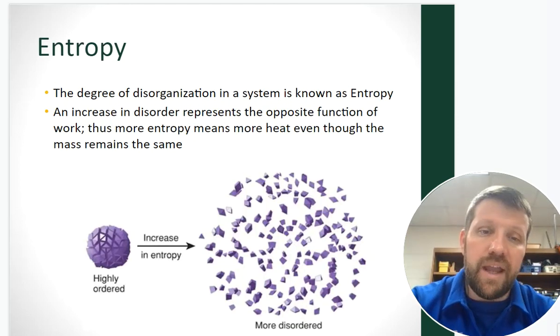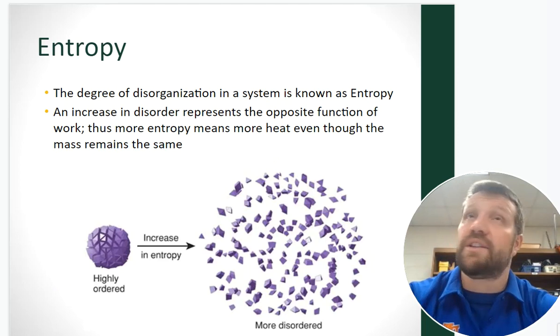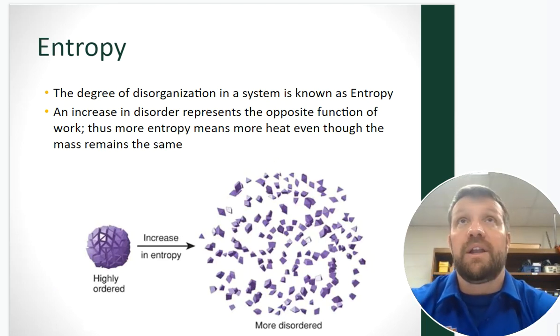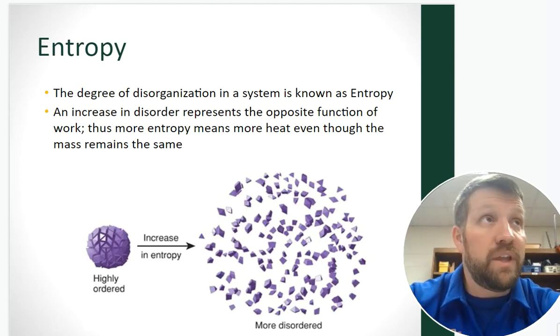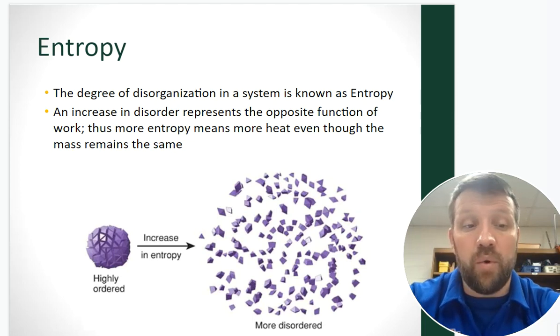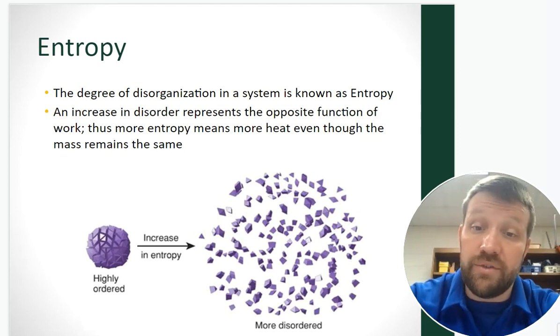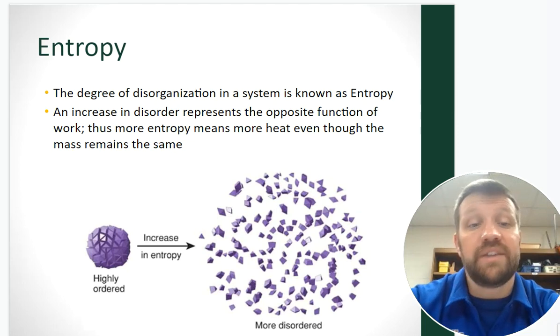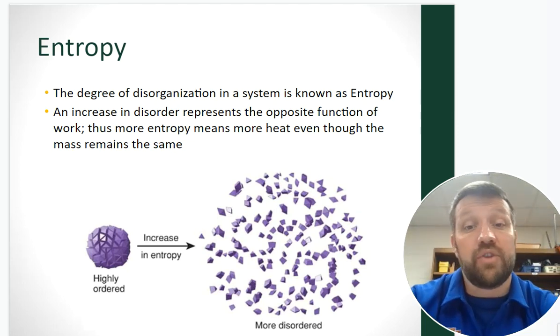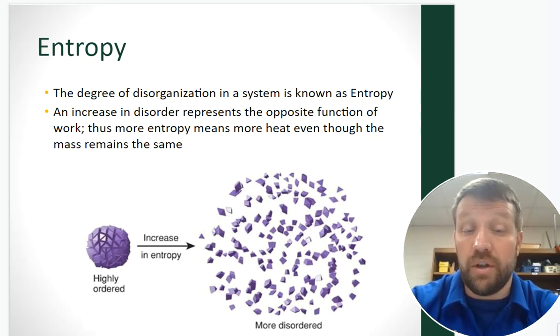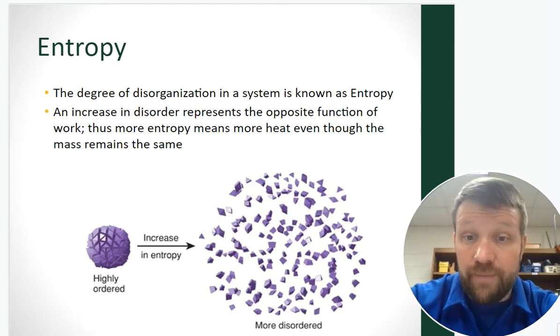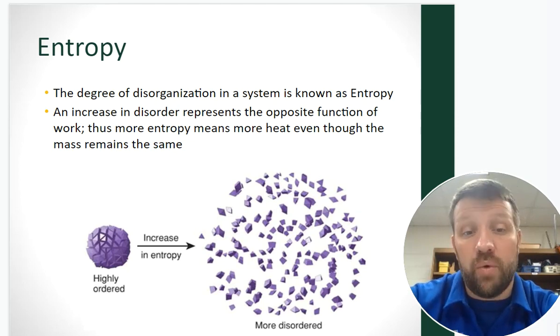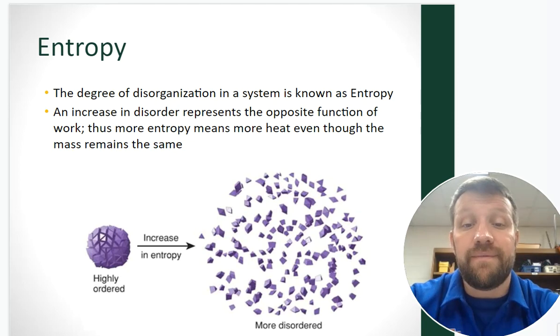Entropy. Now this, because we've mentioned enthalpy, I feel like it's something we want to make sure to mention. But in short, entropy is physics for chaos. It's really what it comes down to. It's the degree of disorganization in a system. So entropy is the physics word for chaos. All right? An increase in disorder represents the opposite function of work.